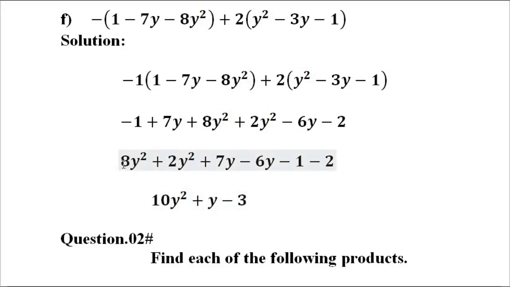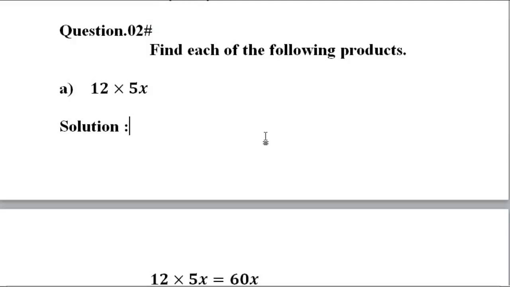Now positive 8y squared plus positive 2y squared is positive 10y squared. Positive 7y minus 6y is positive y. Thus the simplified expression is positive 10y squared, positive y, -3. Question 2 states to find each of the following products.